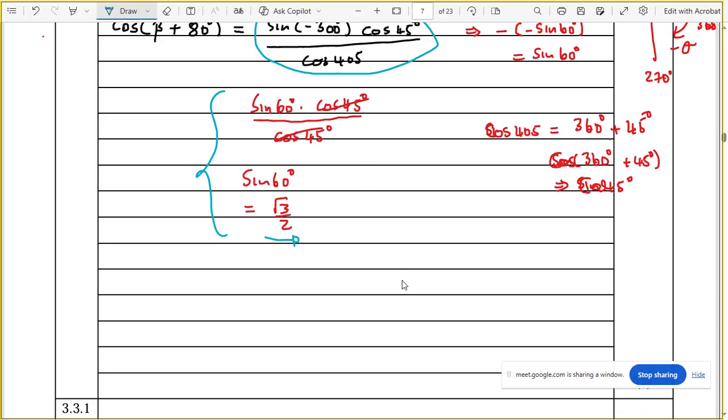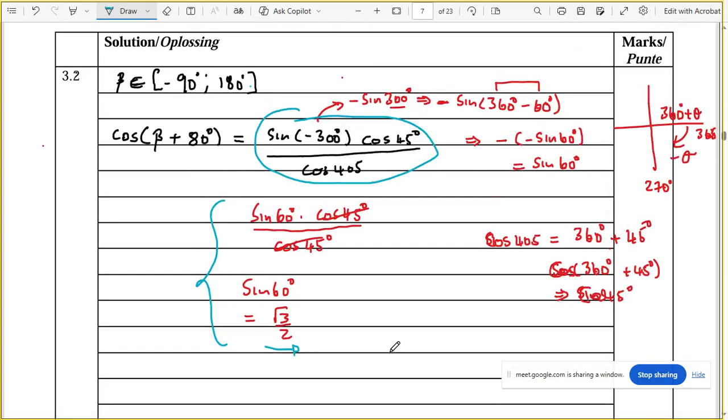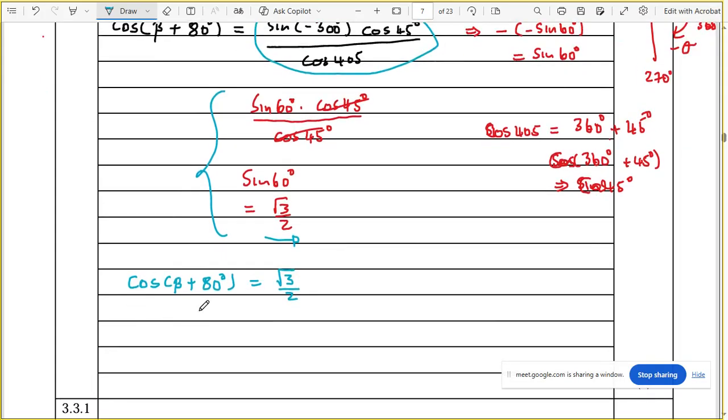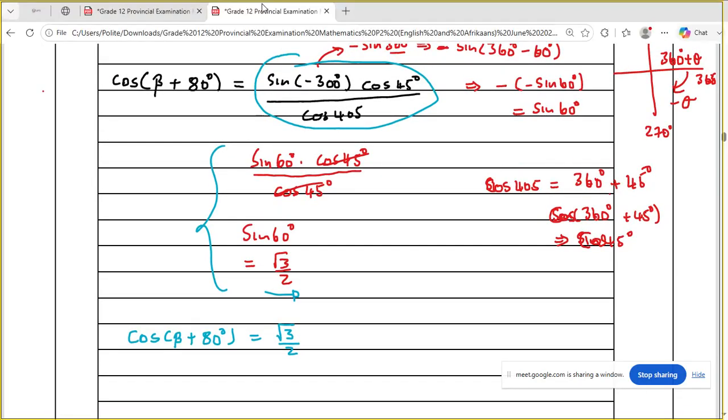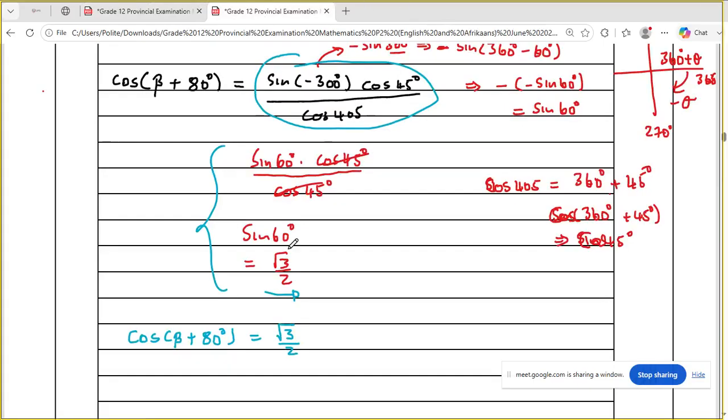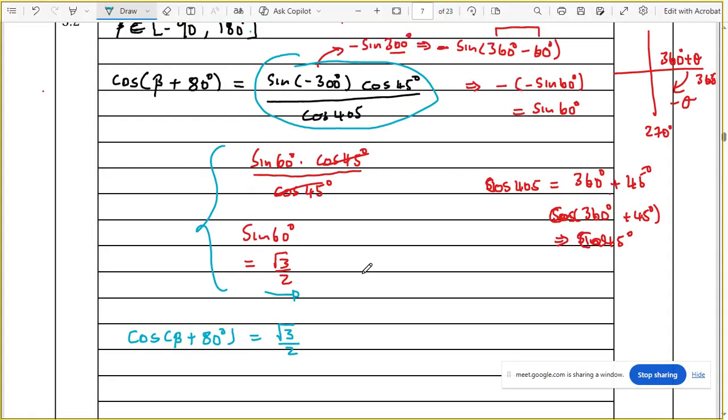Ladies and gents, when you look at this, we know that left-hand side is the cos of beta plus 80 degrees, and this is equal to the root 3 over 2. Ladies and gents, tell me, how should we solve for beta here? What is the next step? Yuhen, what do you think? Because if the question said, if beta is this, determine beta. What should we do? Anyone? You guys know what is the next step?